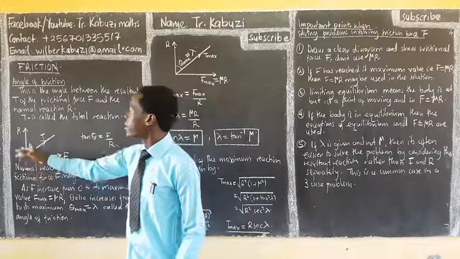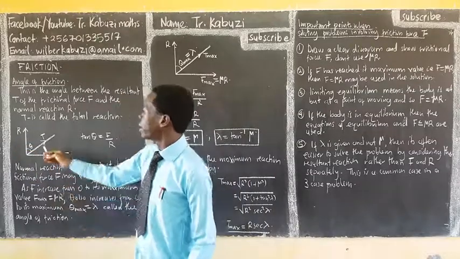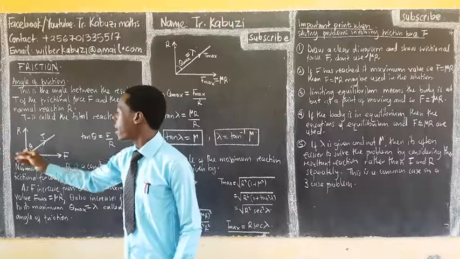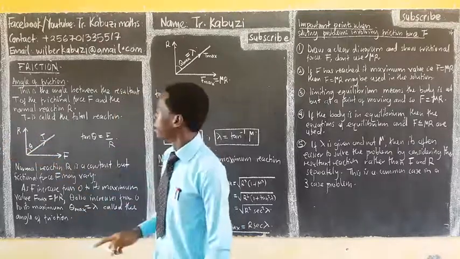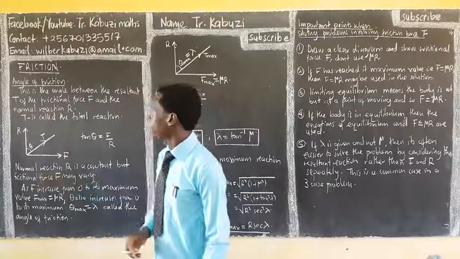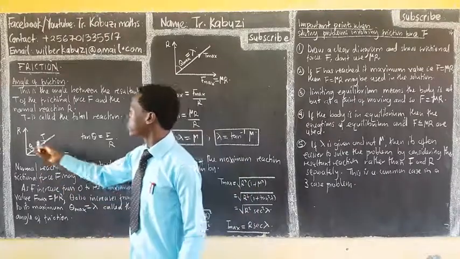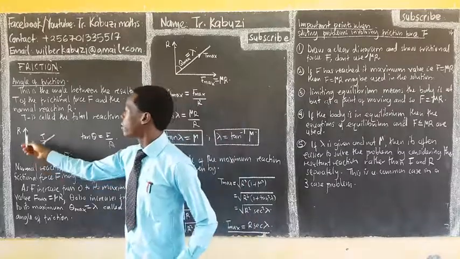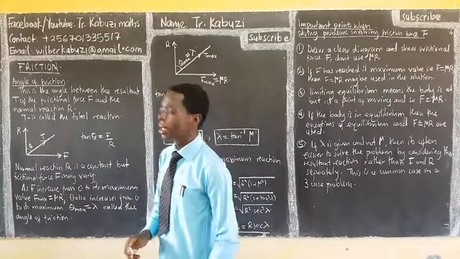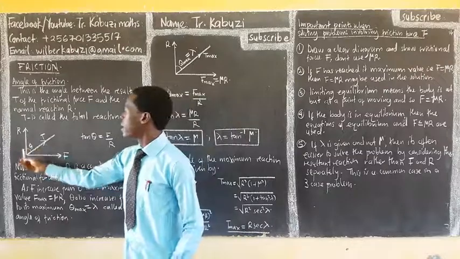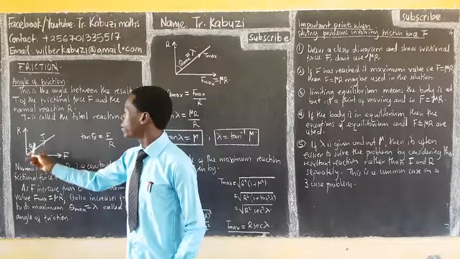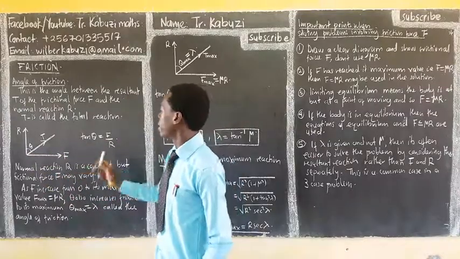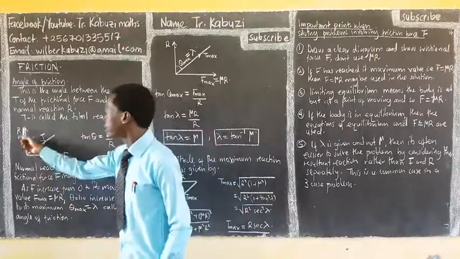Now, let's consider the reaction R and the friction F, and then also the resultant of these two, which is T. Note that because this is the angle theta, this side is going to be the opposite and this one is going to be the adjacent. So tan theta is equal to the opposite, which is F, over the adjacent, which is R.